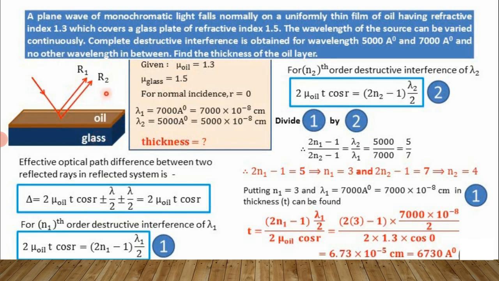What is the answer? 6.73 into 10 raised to minus 5 centimeter is equal to 6730 angstrom.